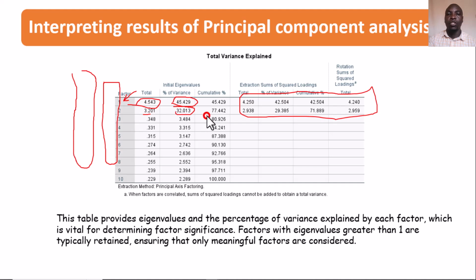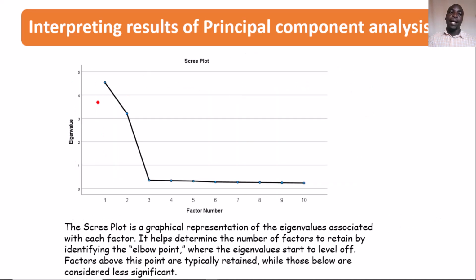So both factors cumulatively account for 77.442% of the variation. Here we have a Scree plot which can also be used to determine the number of factors that you should extract. And here it shows you that we have only 2 factors above 1. We have these with the eigenvalue of about 3 point something and the one of 4 point something. So these are the only 2 factors that can be extracted.